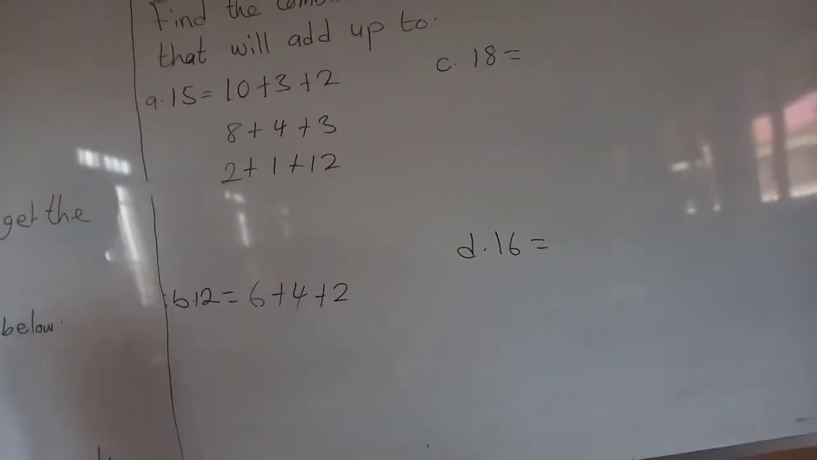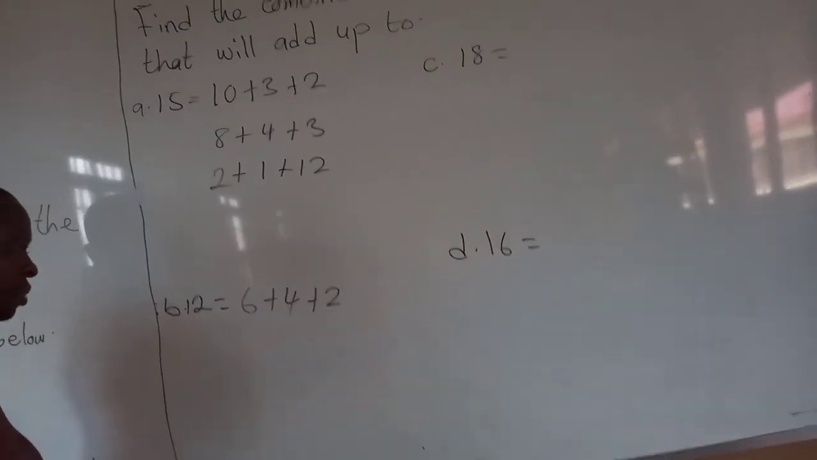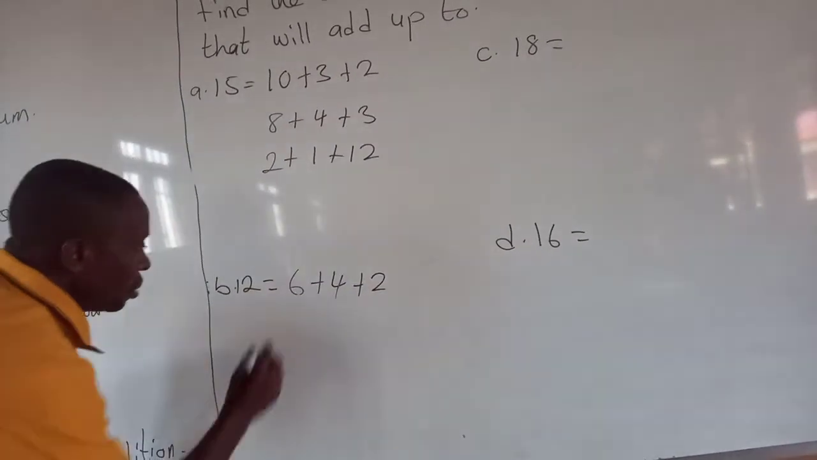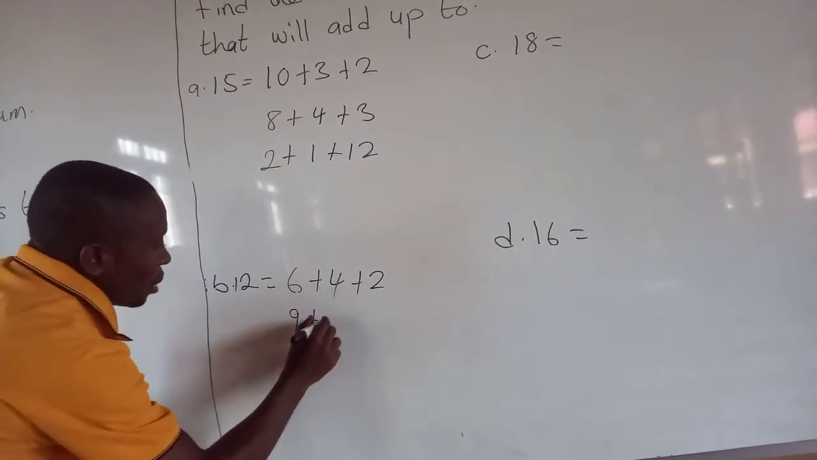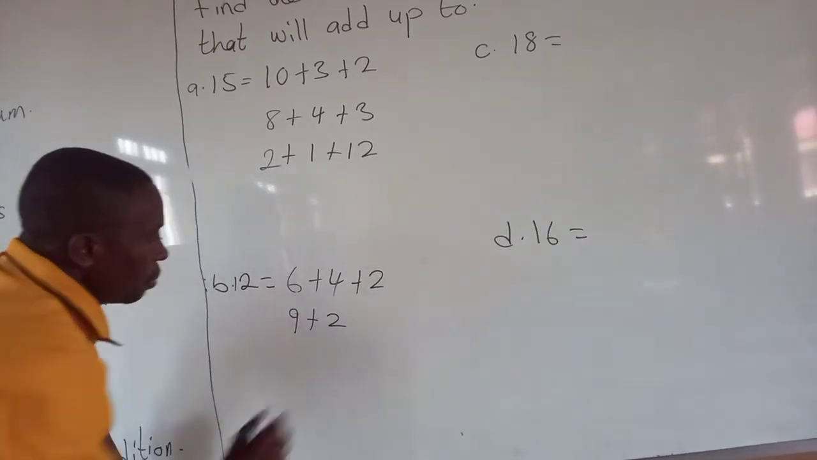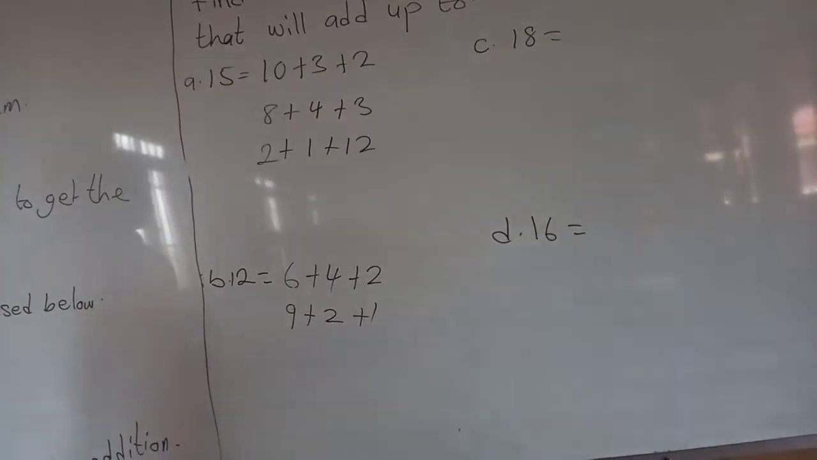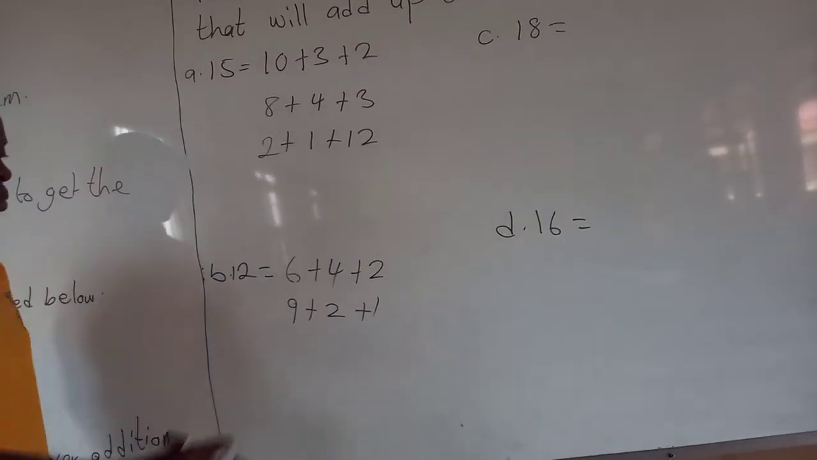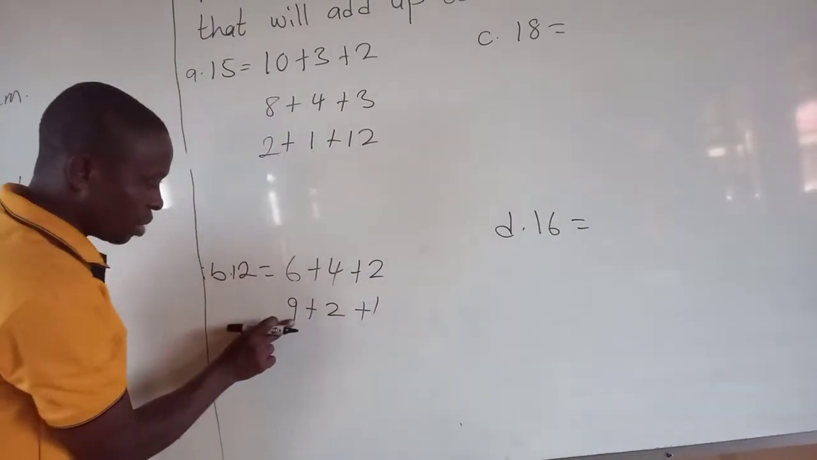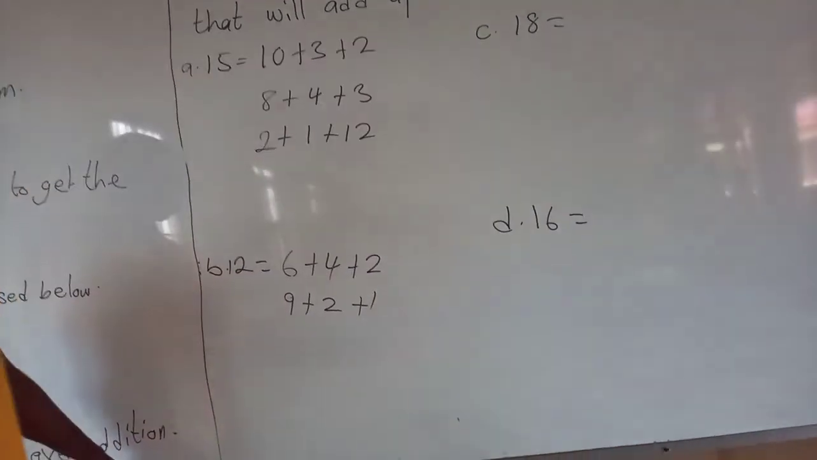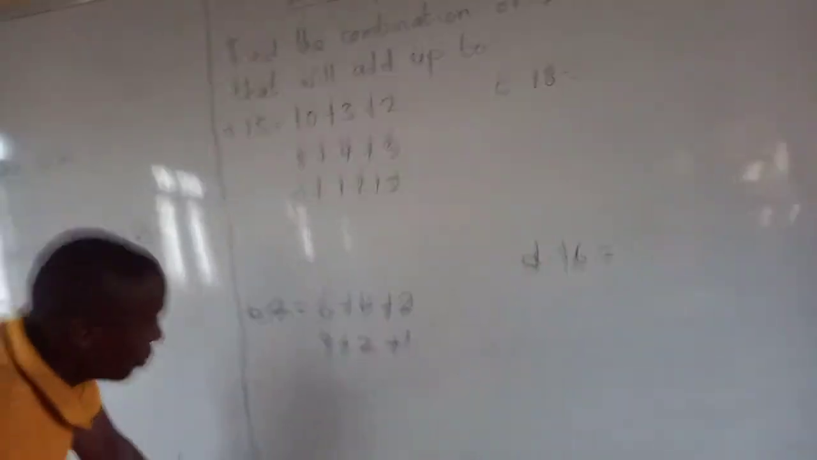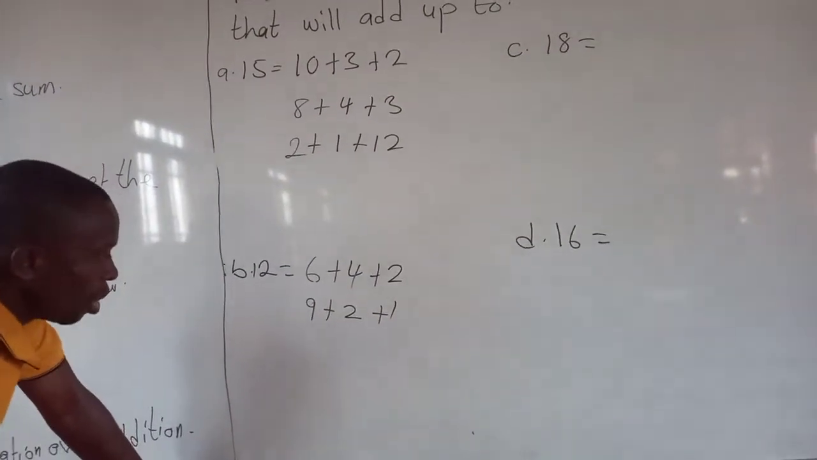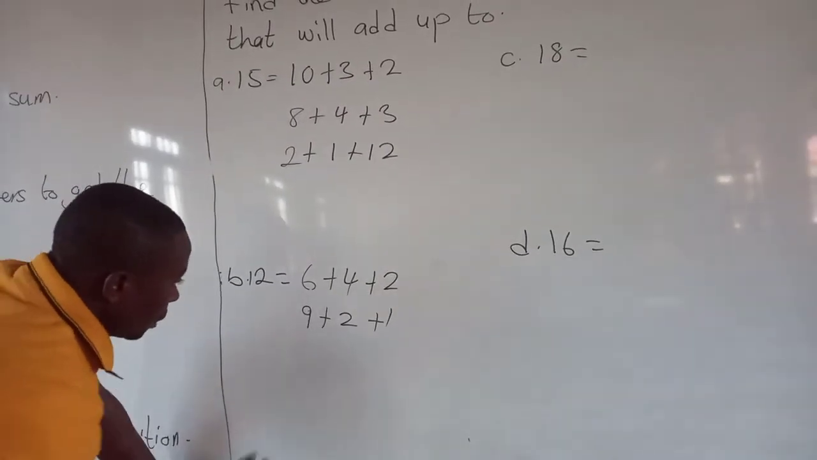Then maybe Mohammed says, okay, I'm very fast, so I'm using 9 plus 2 plus 1. You see how fast Mohammed is. When you add this one to this, making 10, then add the last one, you get 12. Then Emmanuel says, so you understand? It's okay.